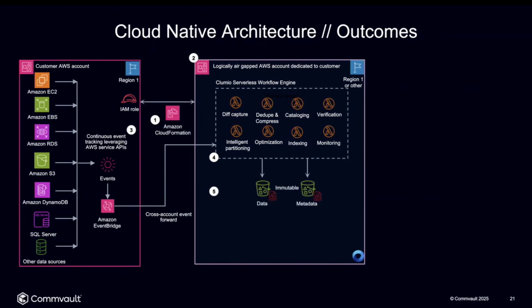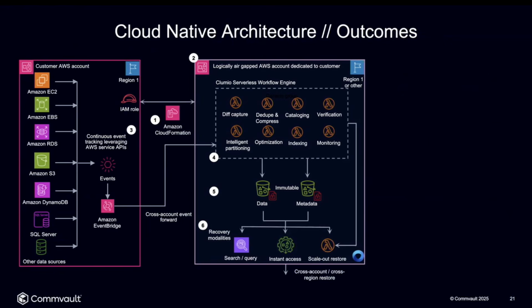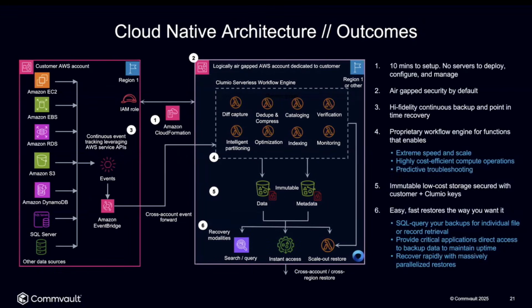And once that is done, we store the data and the metadata immutably in our environment, and we prepare the data for recovery. Again, we support a bunch of recovery modalities. You can search or query the data using Amazon Athena, and we support instant access, which leverages S3 endpoints behind the scenes, and you can do a full restore as well. Again, these restores can be cross-region or cross-account. And yeah, that's the architecture.